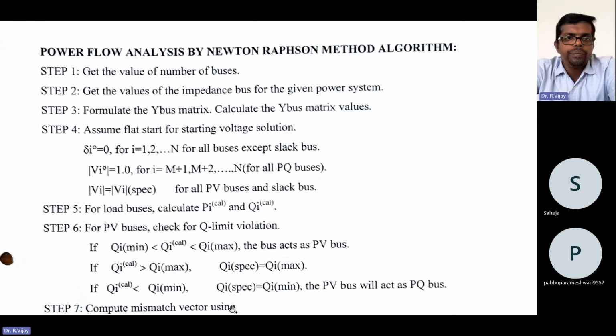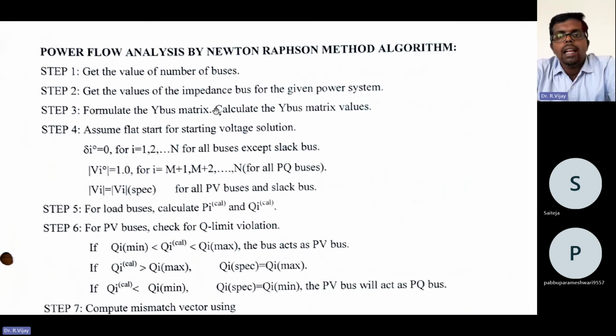Step number 1, get the values for the buses. So first we need to get the values for the buses, that is the impedance or admittance. Whatever the values, you need to take down the values. Next, step number 2, get the values of impedance for the given buses.